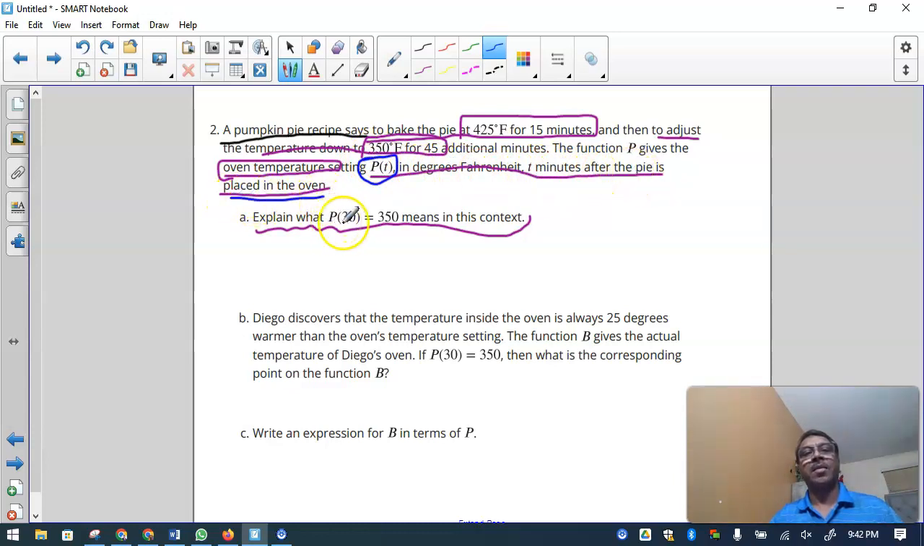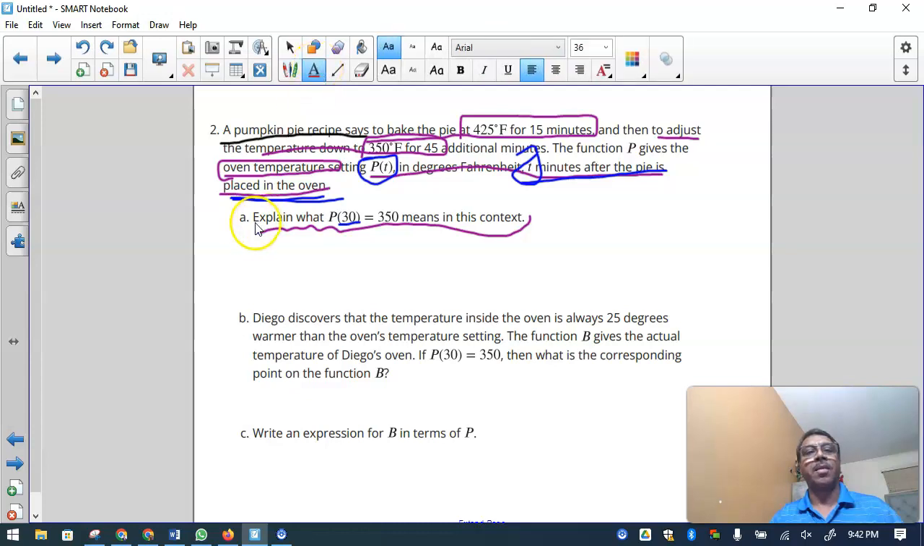So if I write this, that means there is a 30. So instead of T, you see there is a 30. So you say, okay, 350. Or you can say 30 minutes after the pie is placed in the oven. So it's better to write it. Let me try. I'll take a small number.